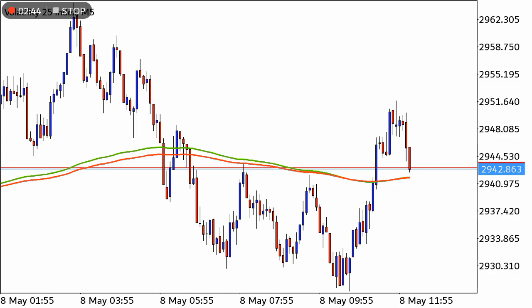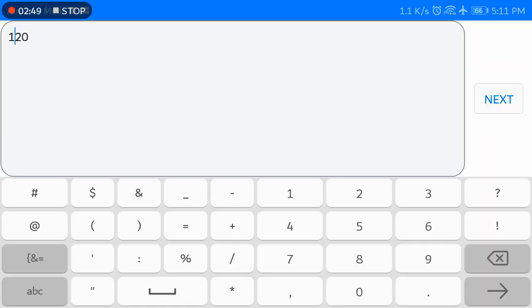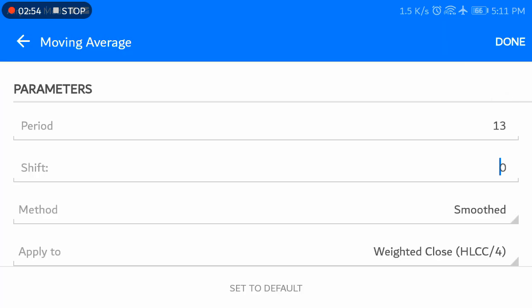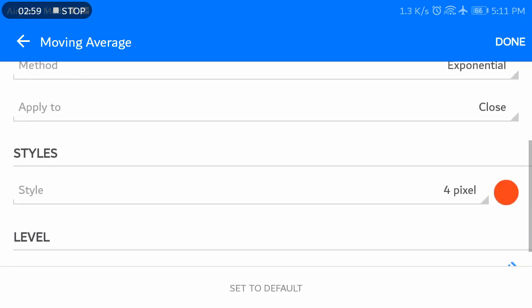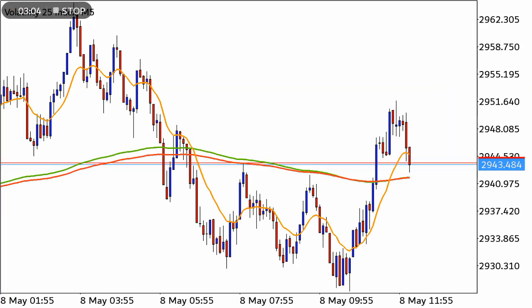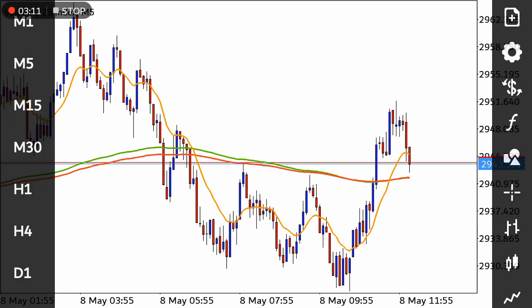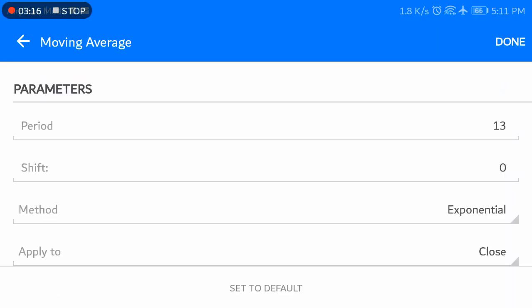So let's go for another moving average. Just click on moving average, and this one will be 13. Next, done. Exponential, apply to close. Choose any color you like and click on done. Okay guys, there is no recommended color. A lot of people ask which color, green or red. No, there is no specific color. The moving averages are slow and fast.